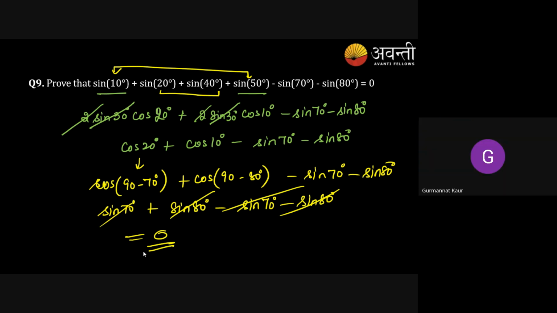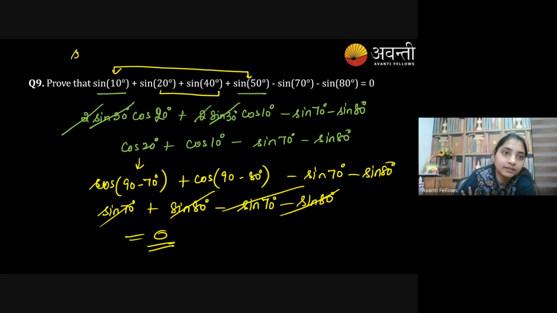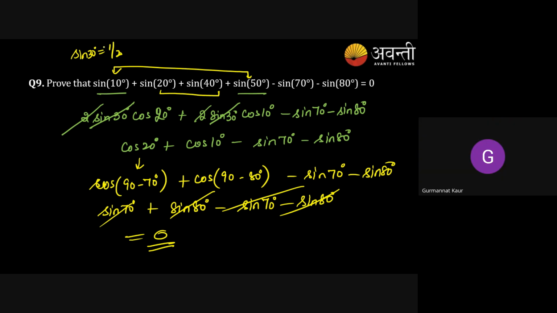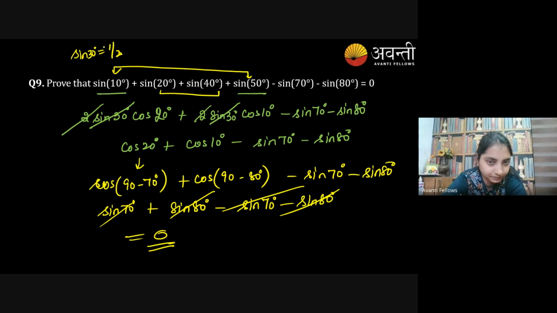Ma'am, how did you cancel the 2 sine 30 degree? 2 sine 30, because the sine 30 value is 1 by 2, no? So 2 into 1 by 2 is cancelled. Any confusion?